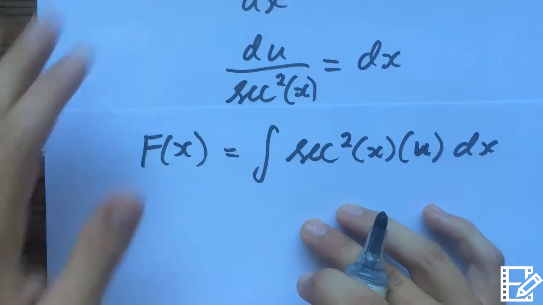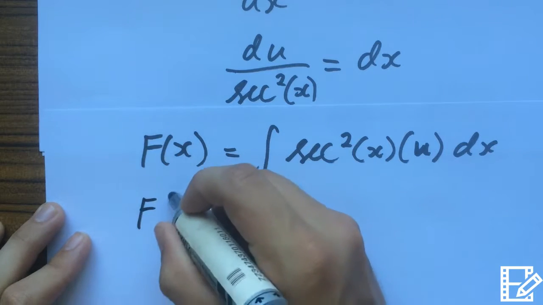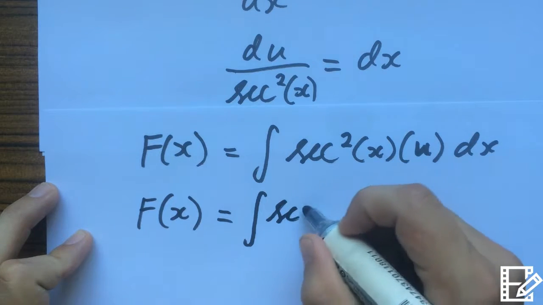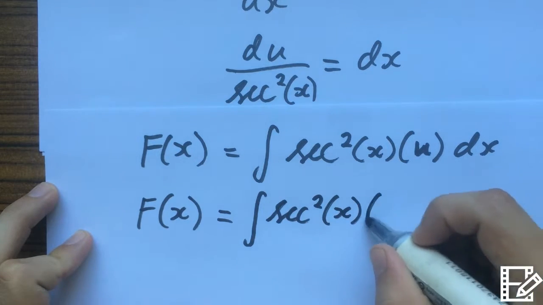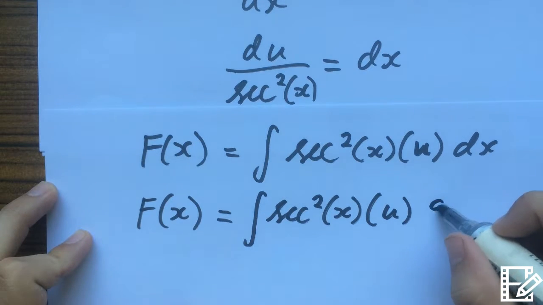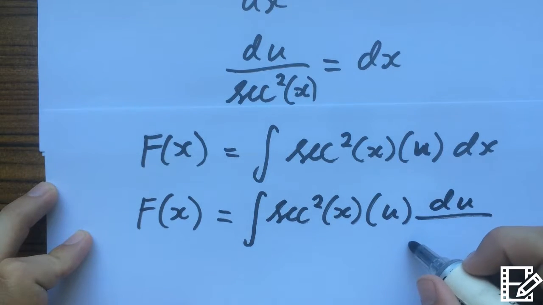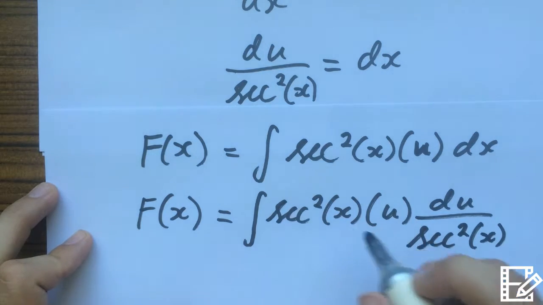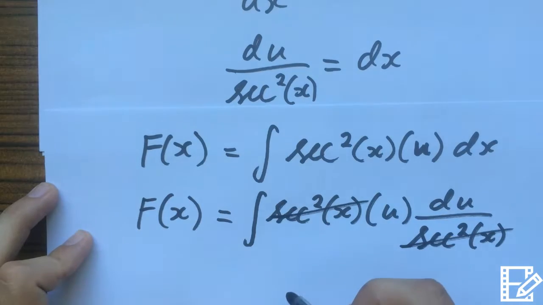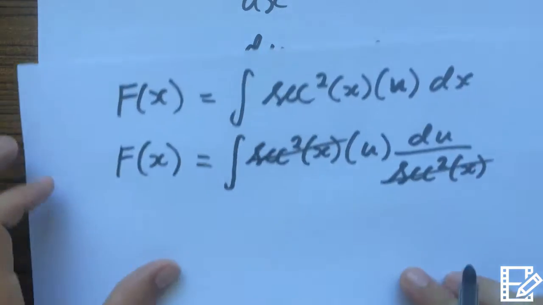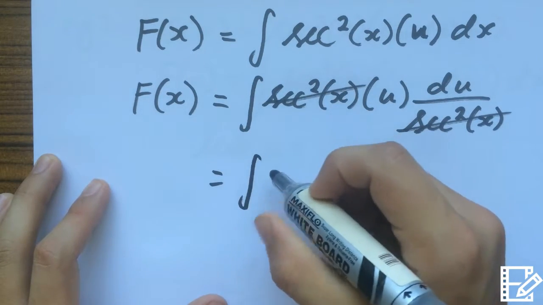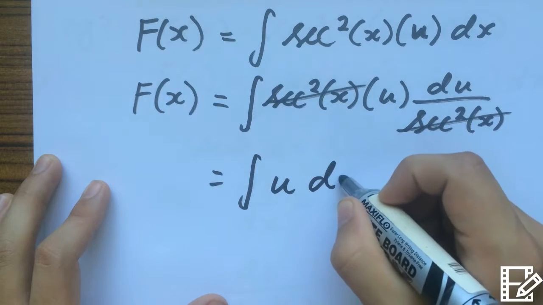I'm going to try and fit this all in. Integrals, and then we write sec squared of x multiplied by u multiplied by the derivative of u over sec squared of x. These are the exact same, and one is multiplied and one is divided, so we can get rid of them. Therefore, all we're left with now is just the integral of u du.